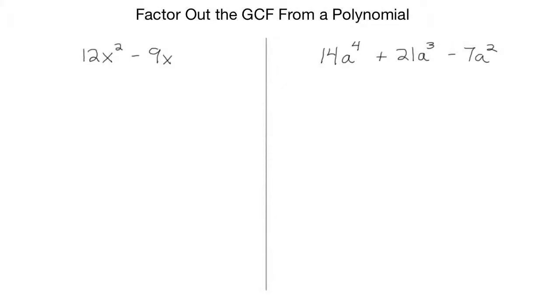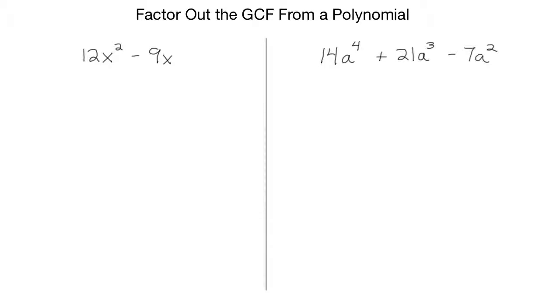Welcome to an algebra tutorial video learning about how to factor out the greatest common factor from a polynomial and then rewrite it. So here we go. We've got 12x squared minus 9x. I got a binomial here. And then we've got a trinomial, 14a to the fourth plus 21a to the third minus 7a squared. We're going to factor both of these, find the greatest common factor, and then rewrite it in factored form.